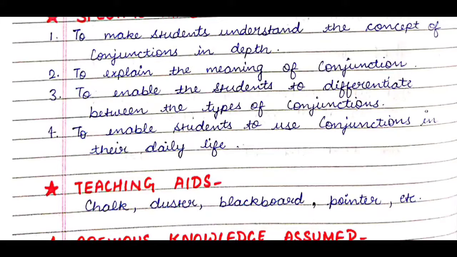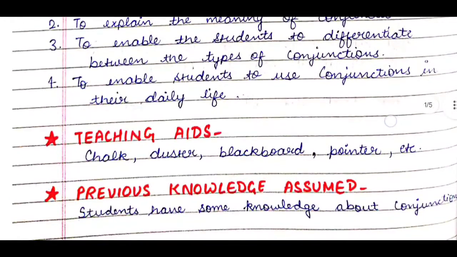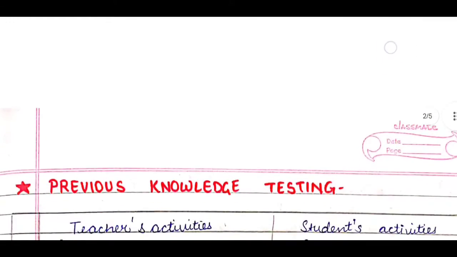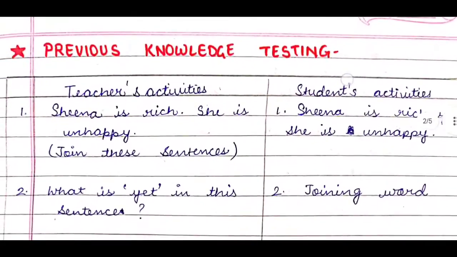Next comes teaching aids. So teaching aids are the things or materials that you need to teach the lesson. So we need chalk, duster, blackboard, pointer. You can write other things also like chart or model or whatever, flashcards, whatever you need, etc. Then comes previous knowledge assumed. So students have some knowledge about conjunctions, okay, because they have already studied it in their previous classes.